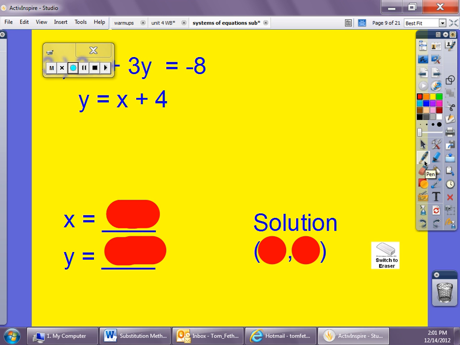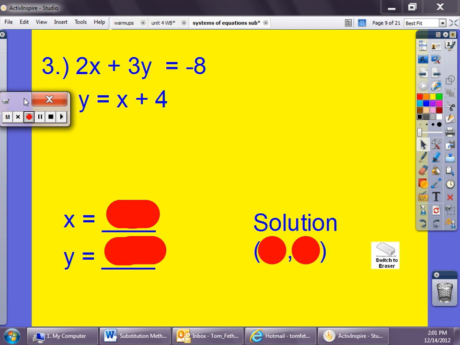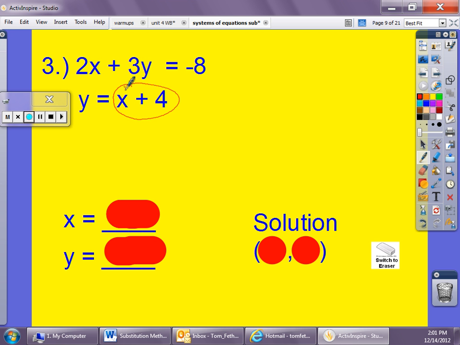And what we want to do with these, we have 2x plus 3y equals negative 8, and then it says y equals x plus 4. Well, we want to use the substitution method. So we're going to substitute this y value. We know it says y equals x plus 4, so I'm going to circle that. I'm going to circle x plus 4, and we want to substitute this in for the y value. So I plug it in for my y value, taking out y and replacing it with x plus 4.